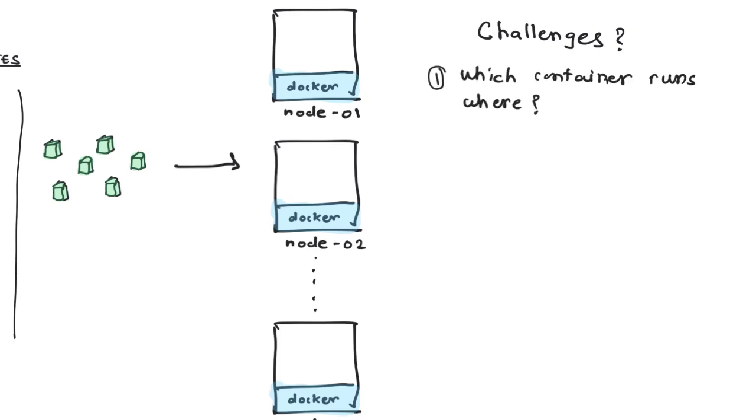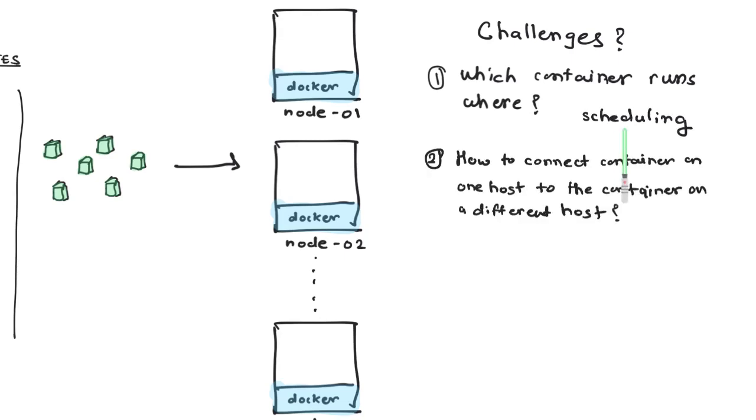Now, the first challenge I am going to think about is how do I decide which container runs where? Because I might have to run different types of containers on specific types of nodes. Let's say a CPU-intensive node or a memory-intensive node. I'll also have to know about resource availability. This is a typical scheduling problem. So the first challenge is scheduling.